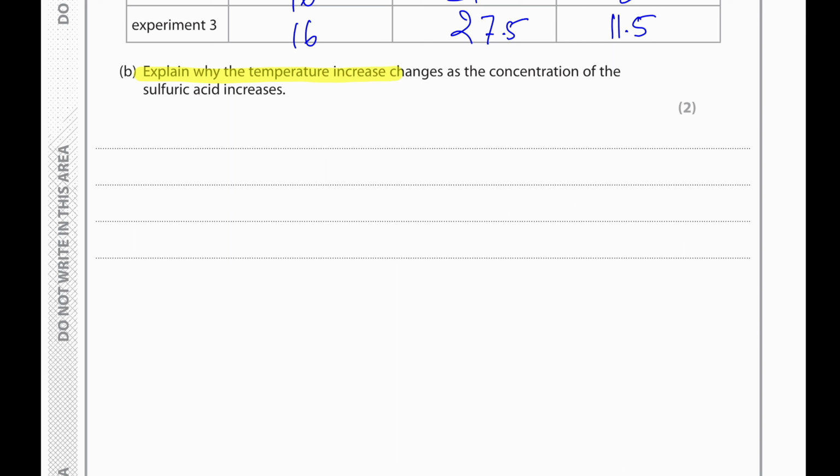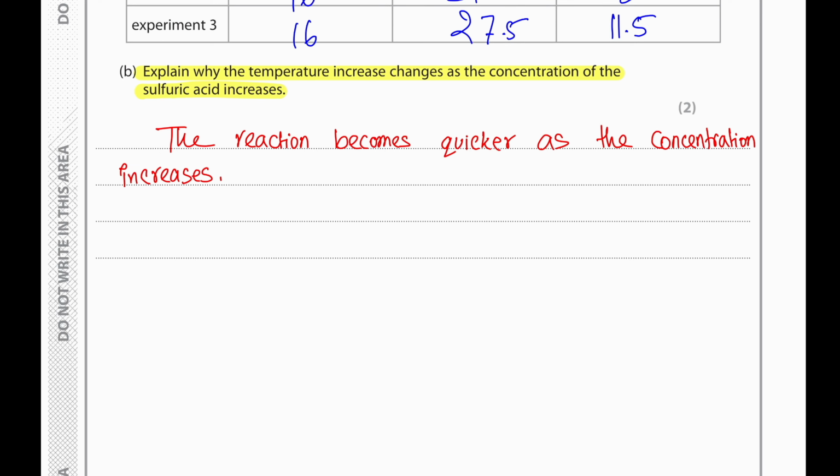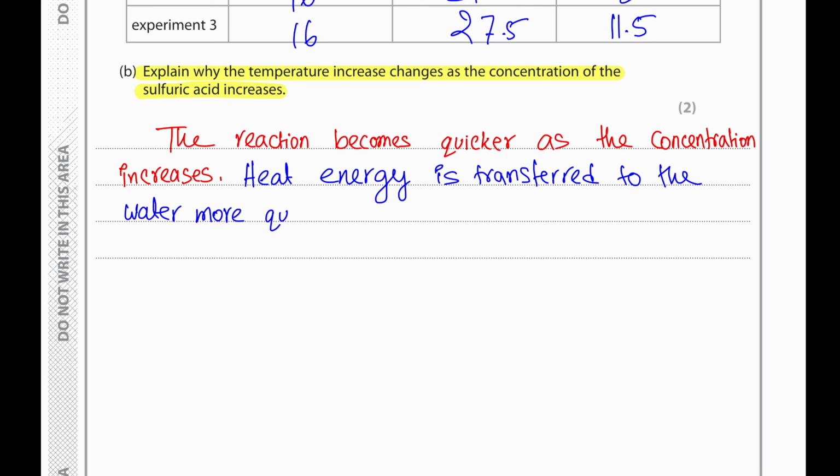Explain why the temperature increase changes as the concentration of the sulfuric acid increases. So basically, as the concentration of the sulfuric acid increases, the reaction becomes faster, it becomes quicker, and the heat energy released within 1 minute becomes even larger, which is then transferred to the water more quickly, and the water's temperature increases faster.